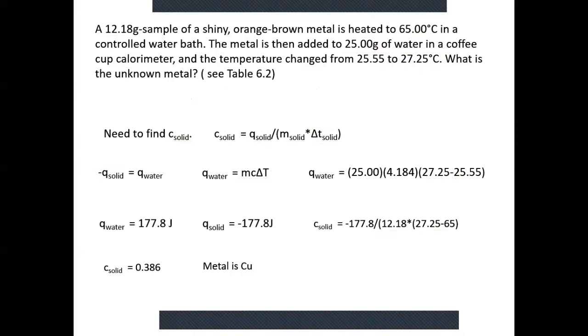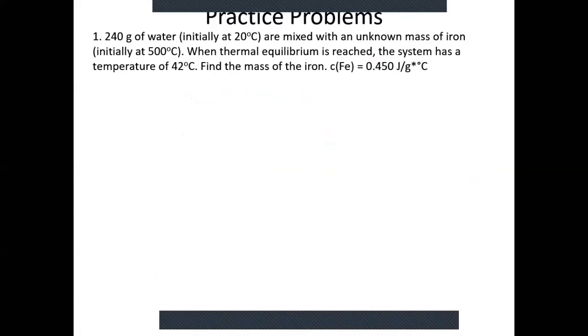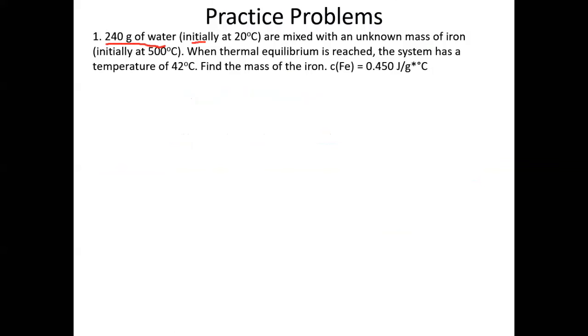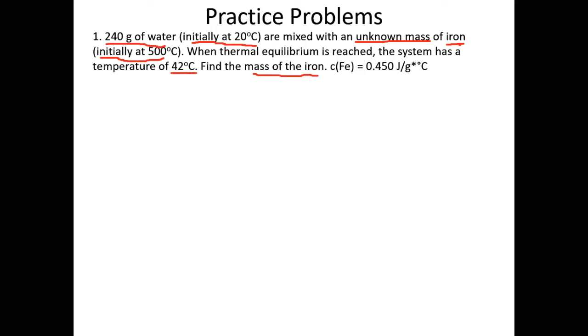Let's look at another example. So here we have a problem involving 240 grams of water. So we have some mass of water. It's initially at 20 degrees Celsius. It's mixed with an unknown mass of iron that's initially at 500 degrees Celsius. When equilibrium is reached, the system has a temperature of 42 degrees Celsius. What's the mass of the iron?